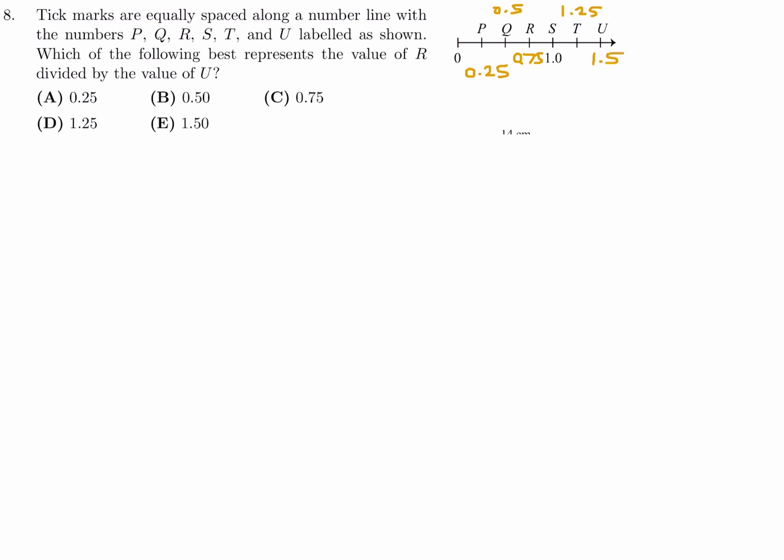So then what do they want? R divided by U. So R is 0.75 and U is 1.5, and that is equal to 0.5. And therefore, number 8, the answer is B.